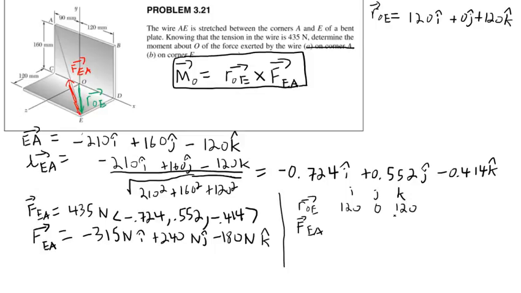That's fine, 120. You said 210, you meant 120. When you were writing it, you said 210? Okay, whatever. I wrote it right, and that's what matters. Okay, 120, 0, 120. I can tell I'm ready for the weekend. Negative 315, 240, and negative 180.